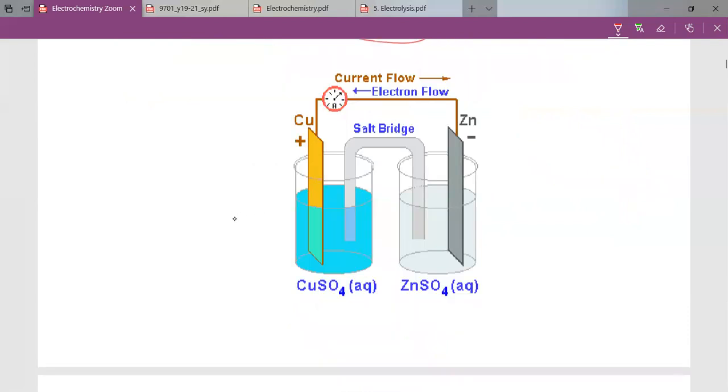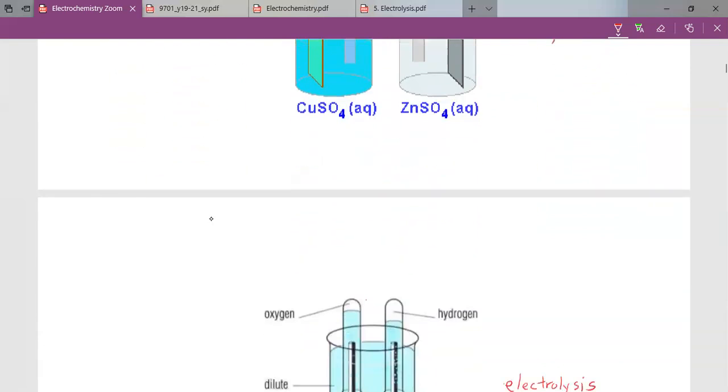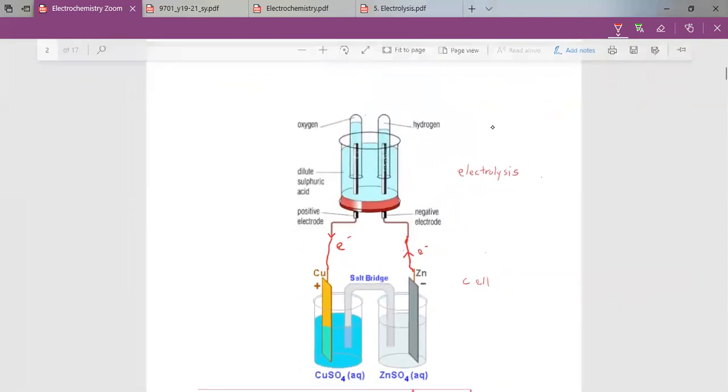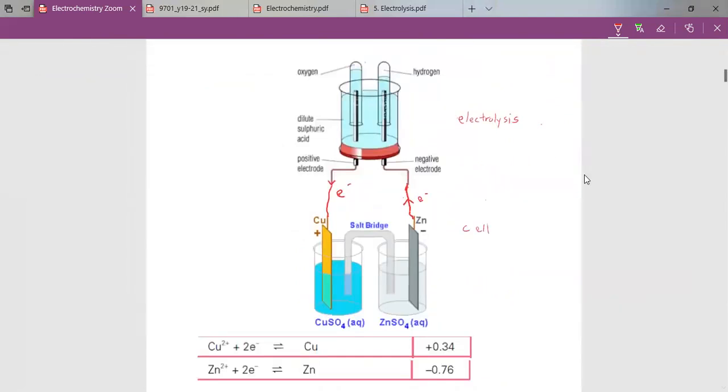Now I just want to show you a difference here. This is a cell. Remember the copper electrode immersed in copper sulfate, Cu and Cu2+, and here is your zinc, Zn2+. So this is a cell. I'll draw it a bit smaller so we can see better. Now I can hook up the cell to electrolysis.